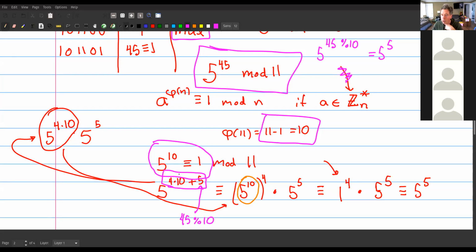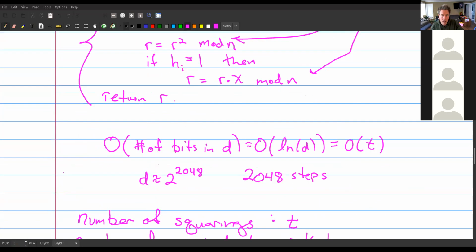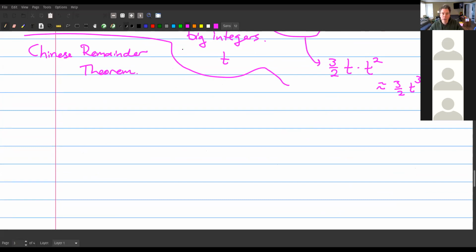And so the other part of it just dies because 5 to the 10th is 1, and you're left with 5 to the 5. So let me write that down before we get started with the Chinese remainder theorem, as a fact. If p is prime and we want to do a to some big number m, we can just do a to the m mod p minus 1, and it's the same mod p.